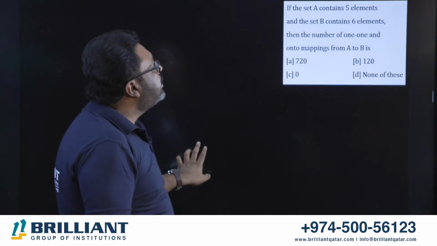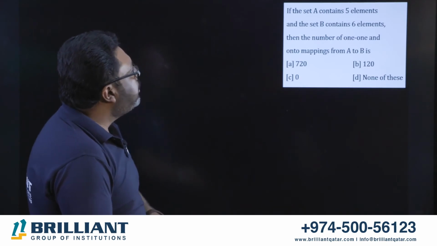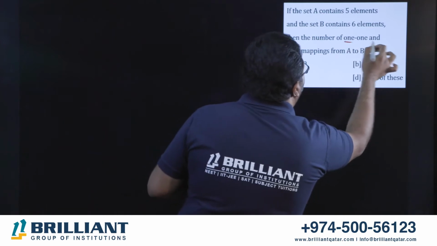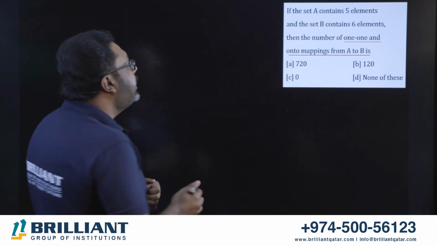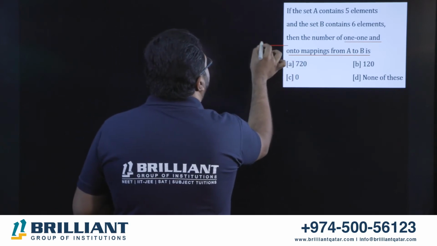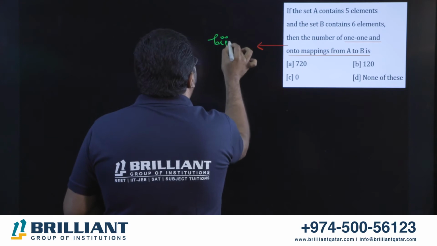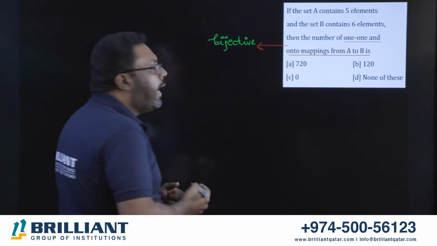Okay, look at the question, all of you. If the set A has 5 elements and set B has 6 elements, then the number of 1-1 and onto mappings. That is, they are asking for bijective mappings. It should be both 1-1 and onto.